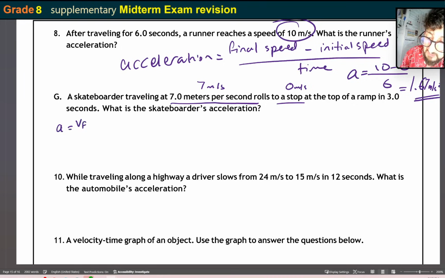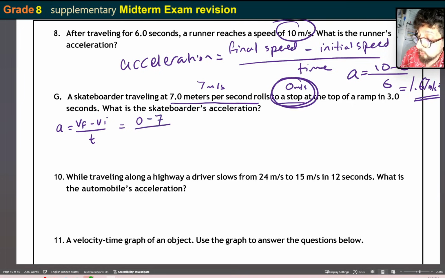So that's going to be Vf minus Vi all over t. Vf just means final velocity. Vi means initial velocity. So it's going to be 0. That's the final velocity. 0 minus 7 all over 3, which equals negative 7 divided by 3, or negative 2.3 meters per second squared, which makes sense because they're slowing down. So if they're slowing down, it's going to be negative acceleration, right? If they are speeding up, it's going to be positive acceleration, but they are slowing down.